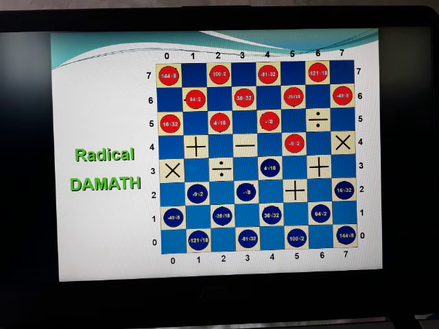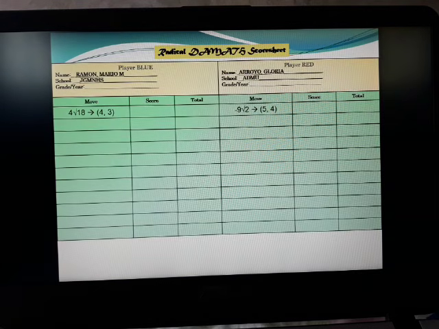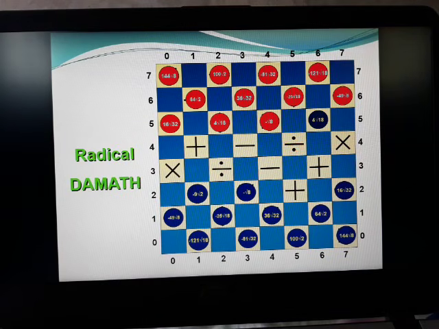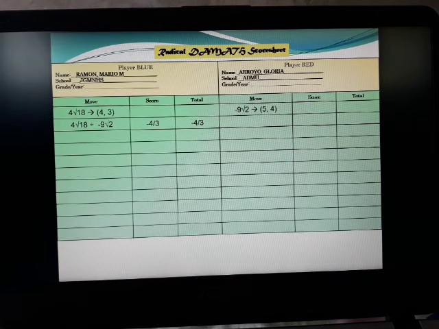Negative 9 square root of 2 moves to 5, 6, 5, 4. Then, negative 4 square root of 18 takes negative 9 square root of 2. The score is negative 4 square over 3. Total, negative 4 over 3.